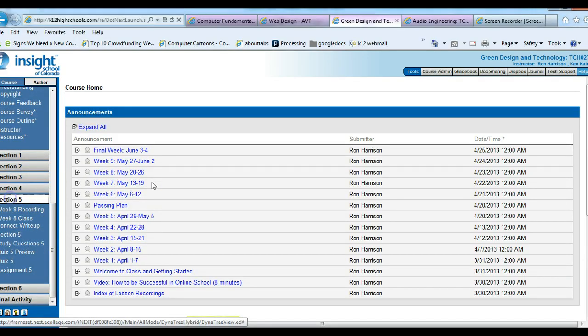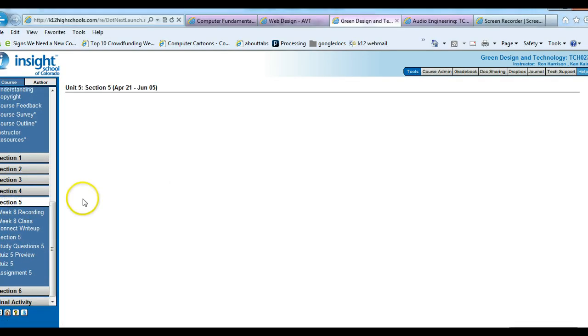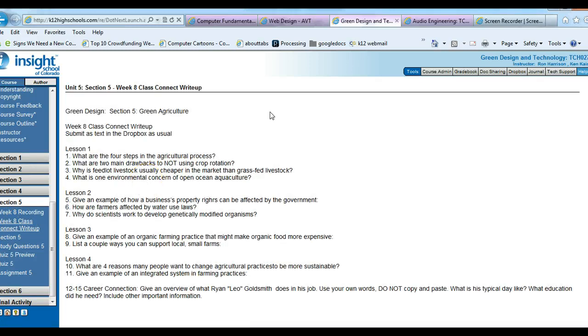All right, here we are in Section 5. When we go to Section 5, look at the Week 8 Class Connect write-up. This is kind of a long unit, so I'll go through it relatively quickly. But in Lesson 1, we're going to look at the 4 steps for the agricultural process, 2 main drawbacks for not using crop rotation, why feedlot livestock is cheaper in the market than grass-fed, like when you go to the store, and finally, what is the environmental concern of open ocean aquaculture. So hopefully I'll remember all that stuff.